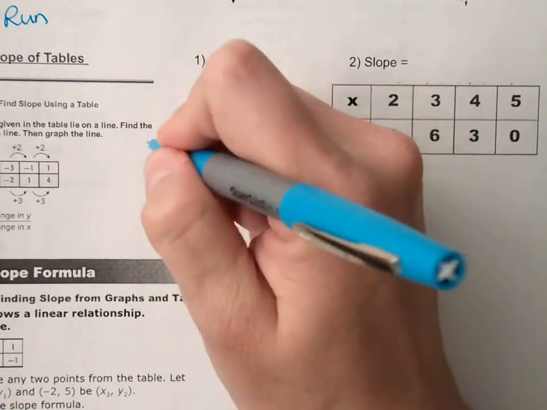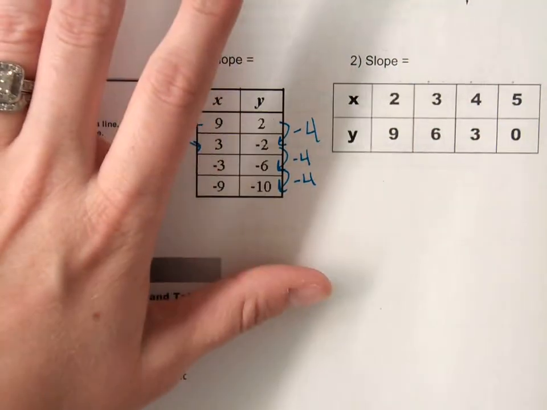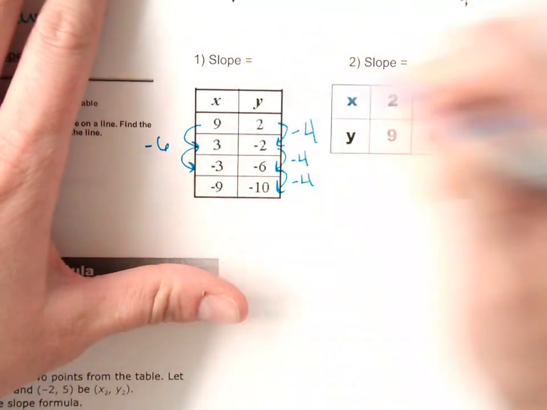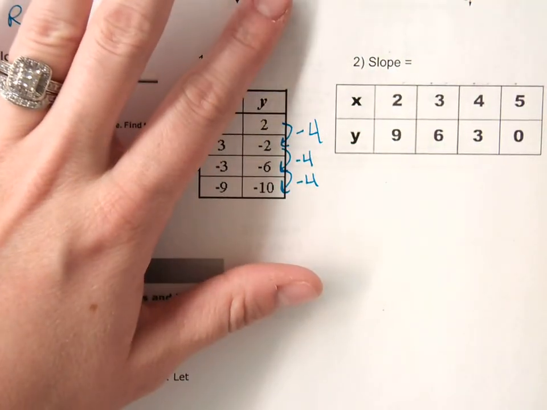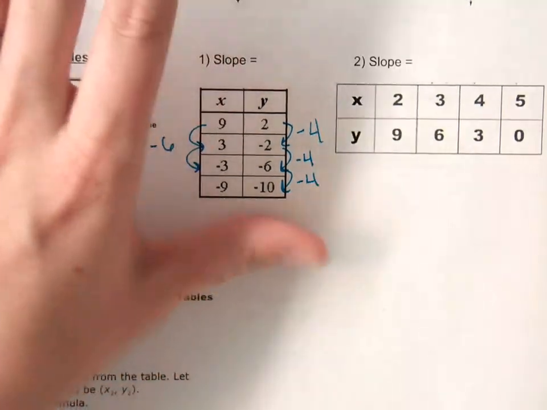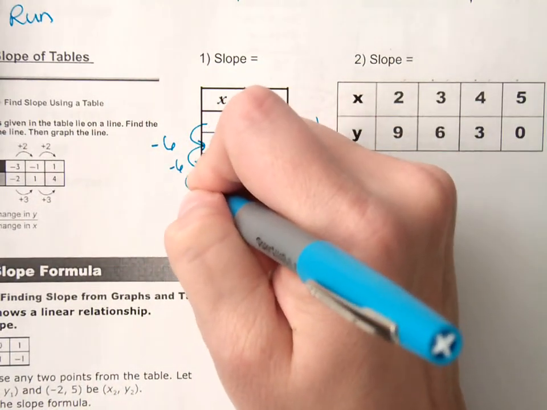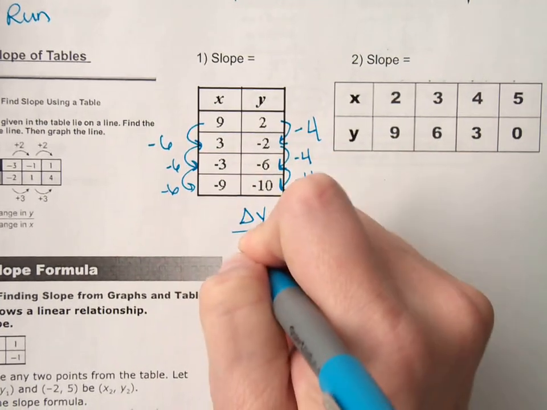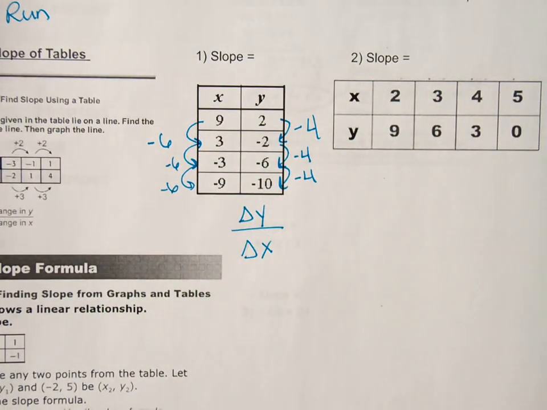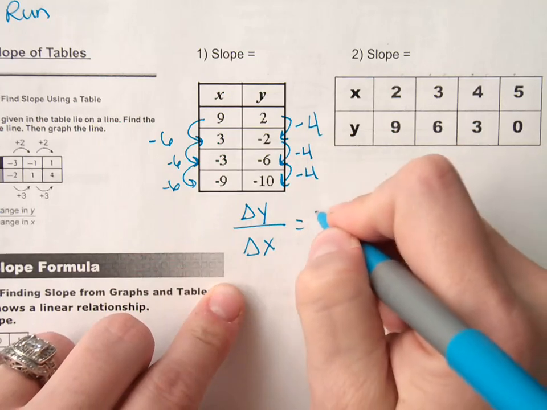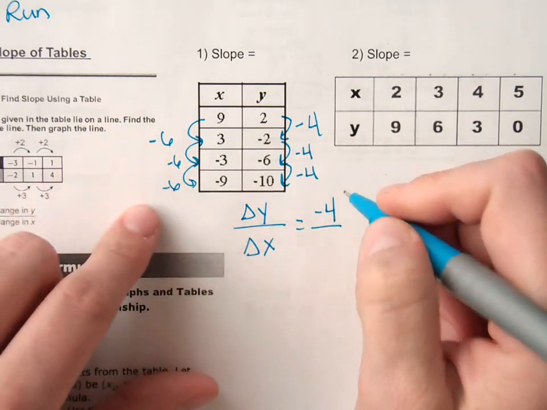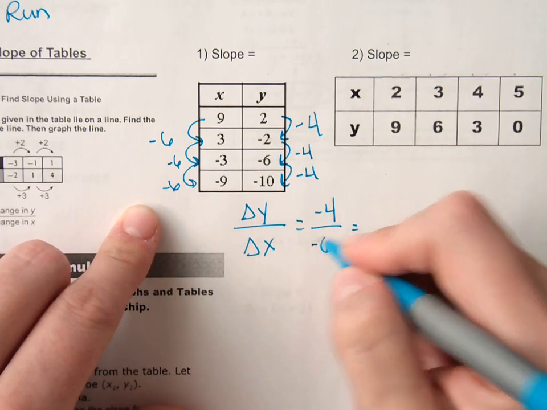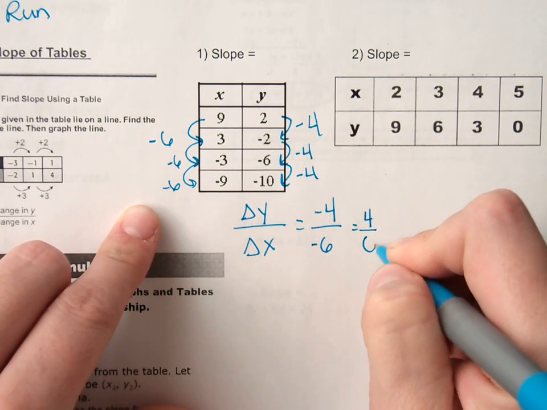9 to 3 is subtracting 9, 8, 7, 6, 5, 4, 3, 6. Same thing here, 3, 2, 1, 0, -1, -2, -3. That's -6, and then -6 here. Remember, it's the change in y over the change in x. My change in y was -4. My change in x was -6, which a negative divided by a negative is a positive.